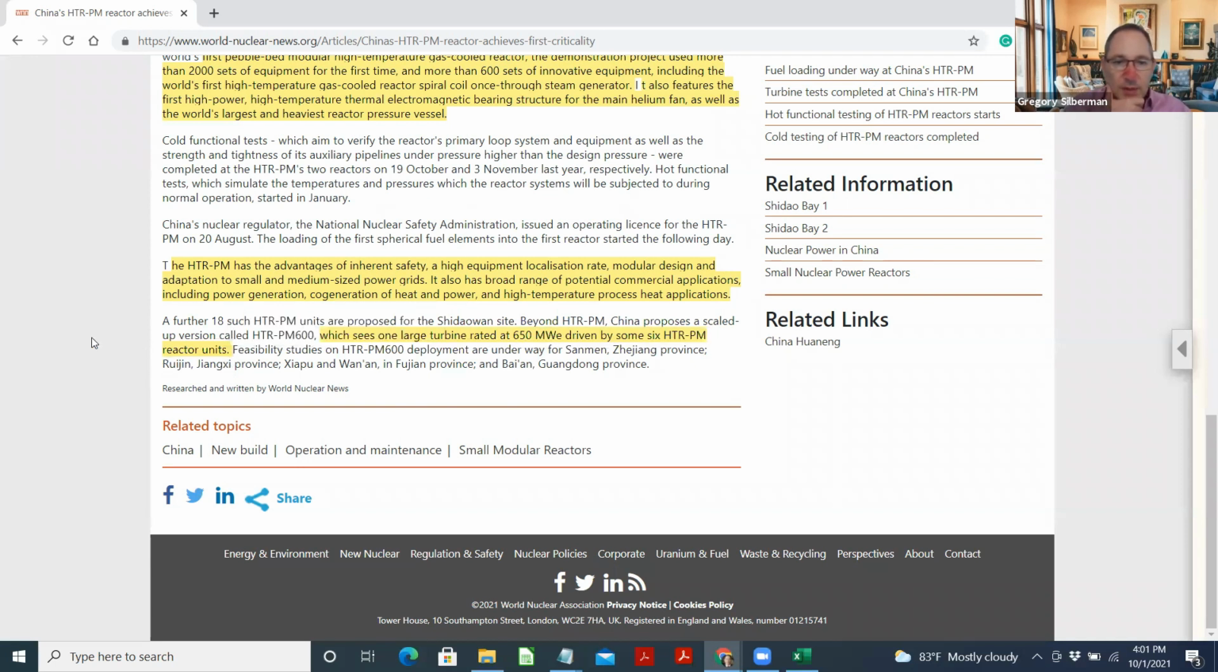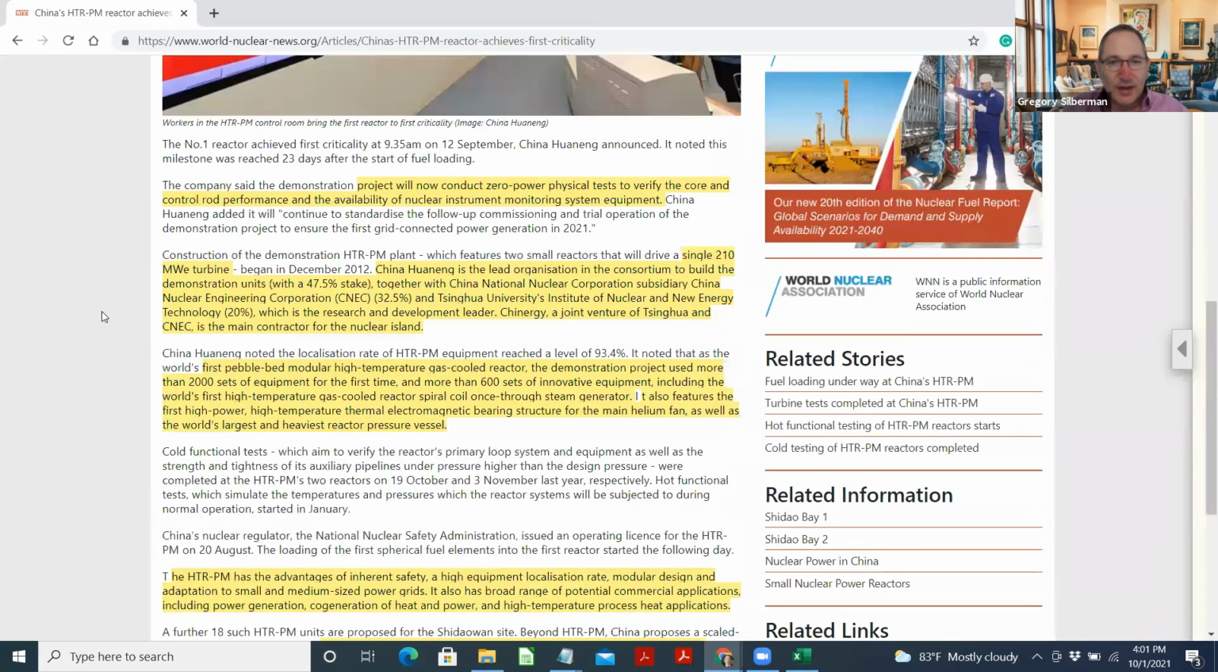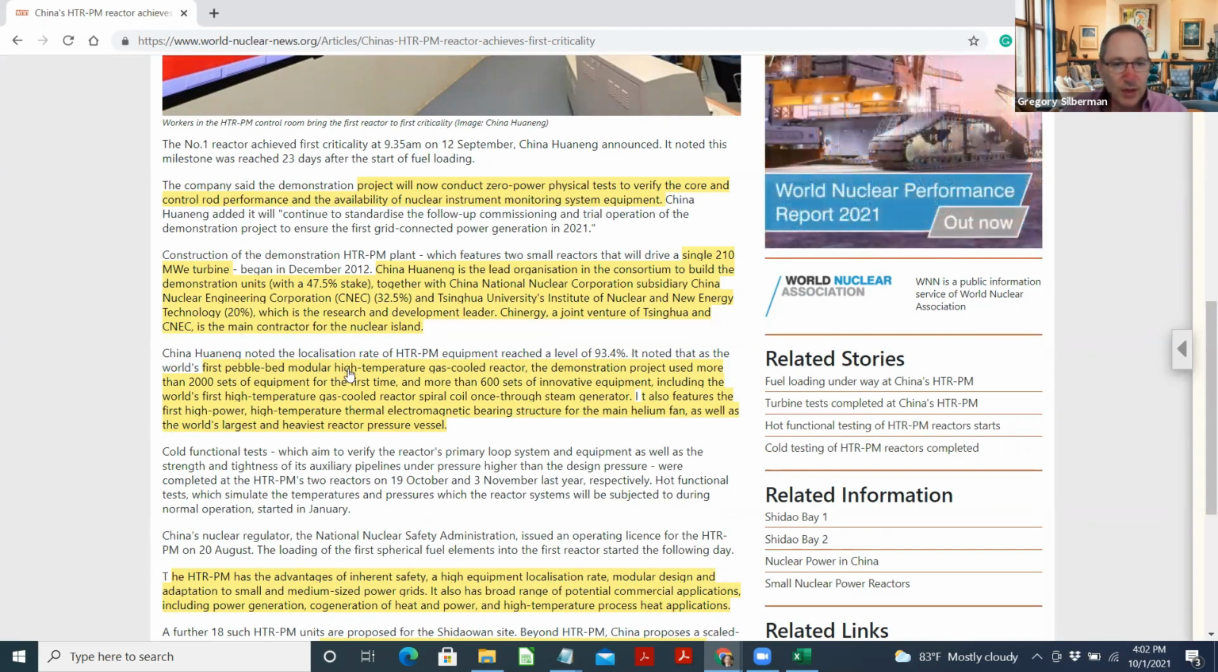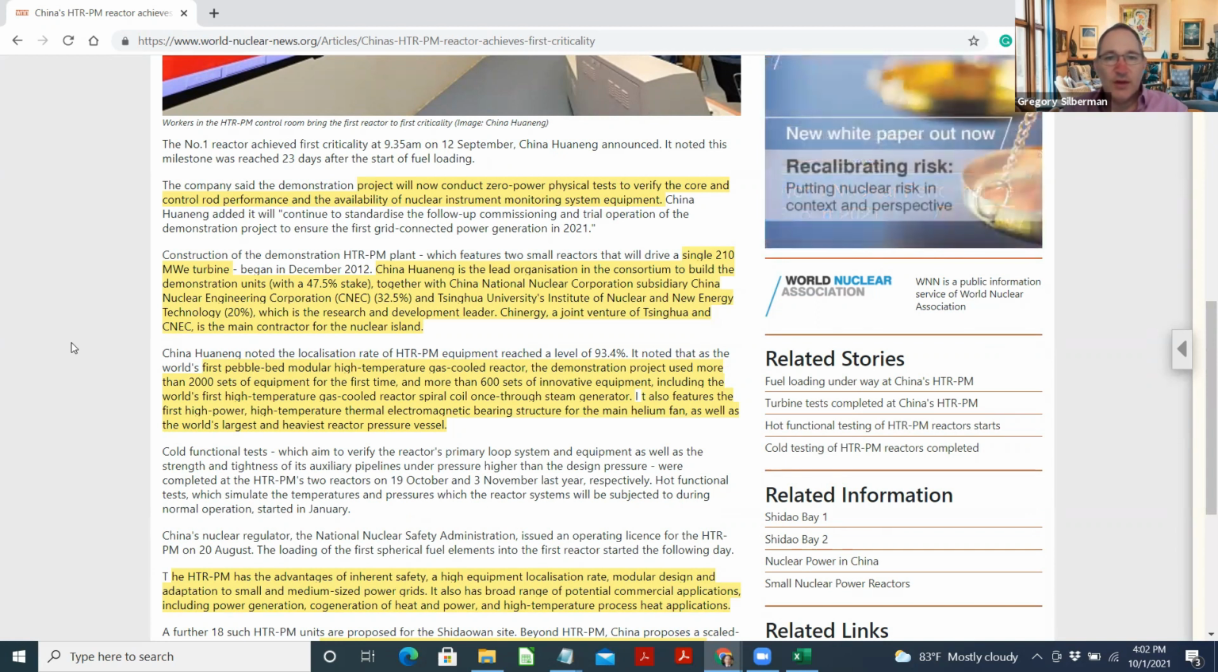Feasibility studies on HTR-PM 600 deployment are underway for Sanmen, Zhejiang Province, Ruijin, Jiangxi Province, Xiapu and Wan'an in Fujian Province, and Bayan, Guangdong Province. Okay, well, here you have it. So I think we've got to study this carefully. This is new technology, and the pebble bed modular gas-cooled reactor, that is something new, and we need to dive into that for more research. So stick with us, and by the end of this, you're going to know all there is to know about nuclear power generation.